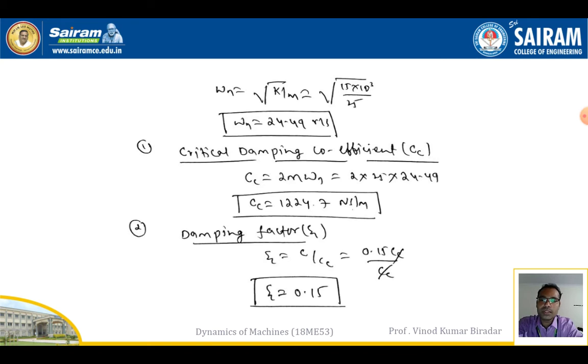The second one is the damping factor. It is denoted by zeta and is given by the ratio C by Cc.